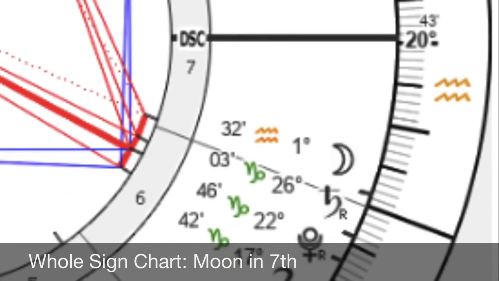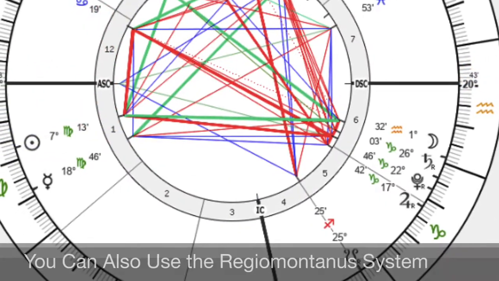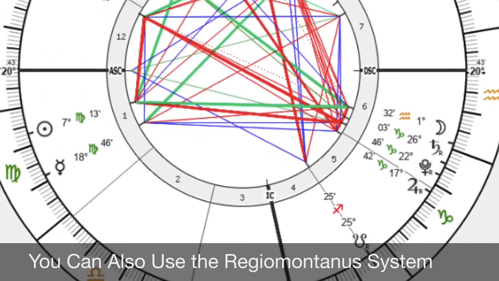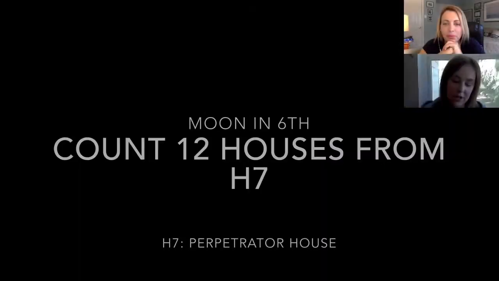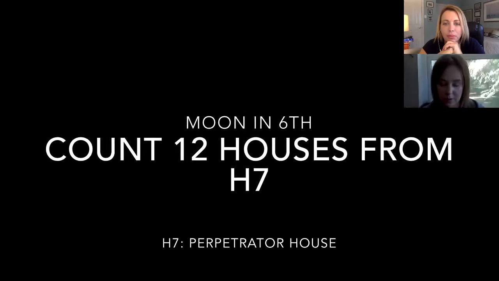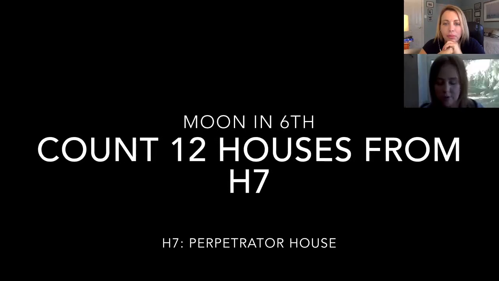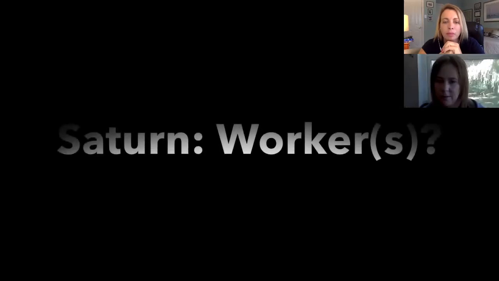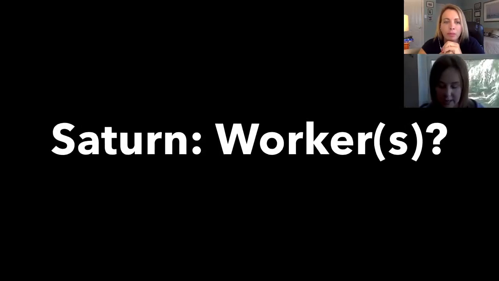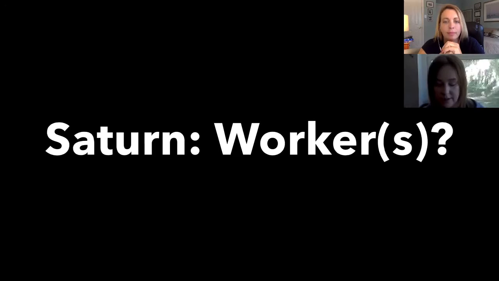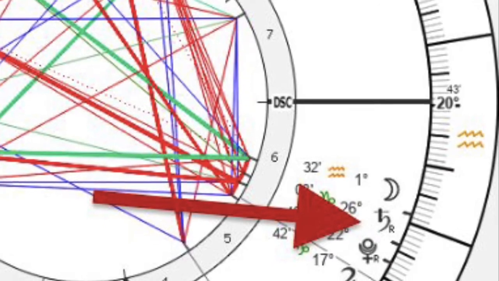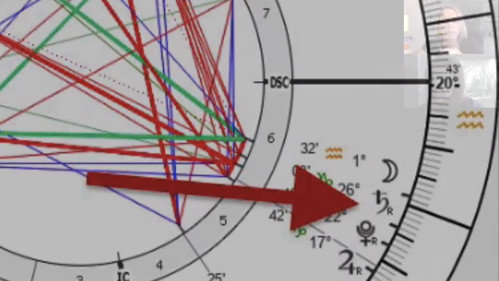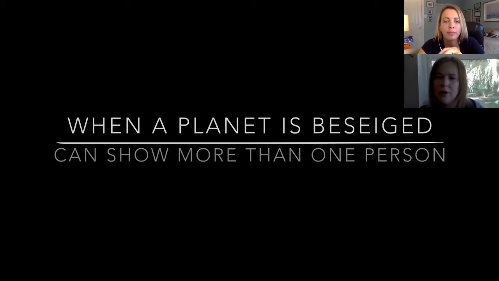I've been testing that out and playing around with it, seeing how things look using that house system versus using another. With Regiomontanus, the moon lands over here in the sixth house, which would be the 12th house of the suspect. It's also not far from Saturn. It's technically conjoined with Saturn, but a few hours earlier it was besieged between Pluto and Saturn. That seemed interesting to me, and I wondered if it implied maybe there was more than one person involved.